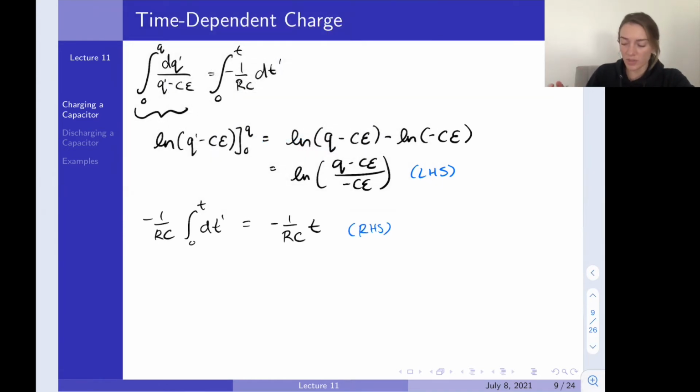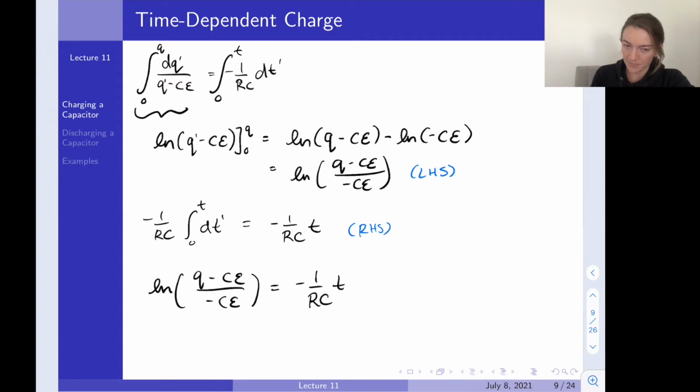So now I can set these two equal to each other again. So I have ln of Q minus CE over negative CE, and then I have that equal to negative 1 over RC times t. Now, this equation is really not that nice. Since I want to get Q by itself, I want to just have Q of t equal to some function of t, and this isn't it.